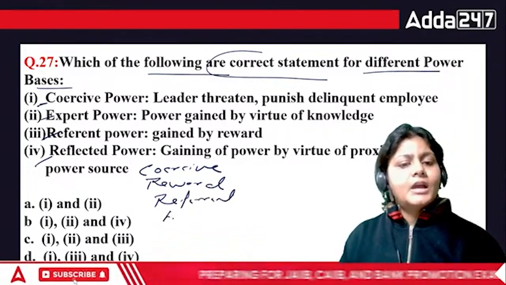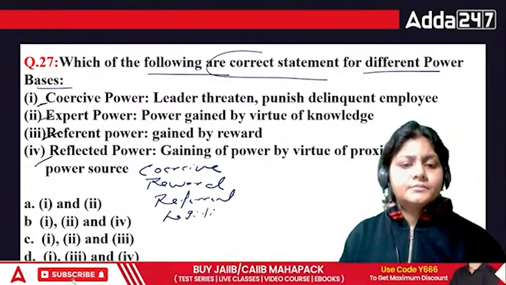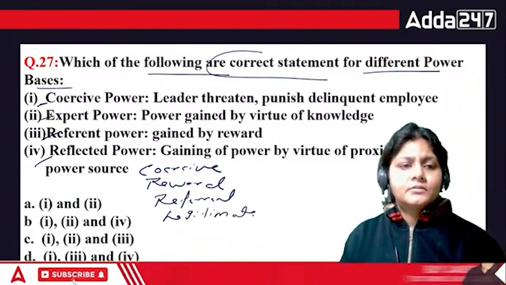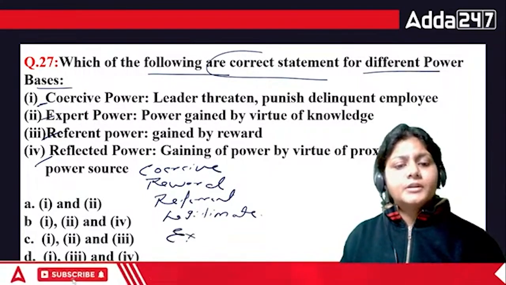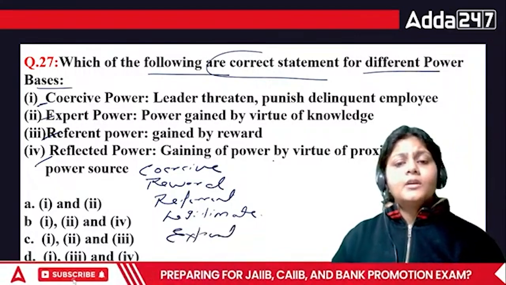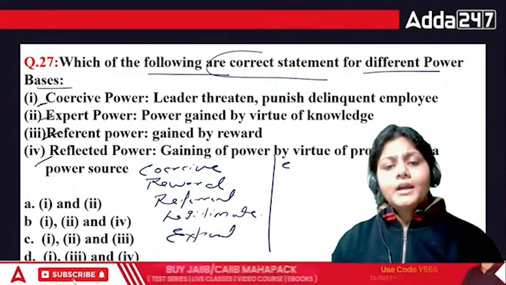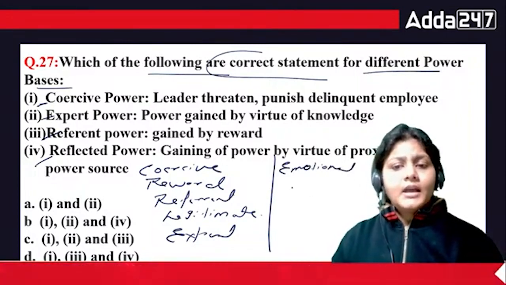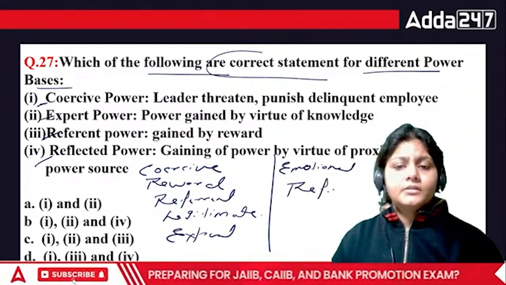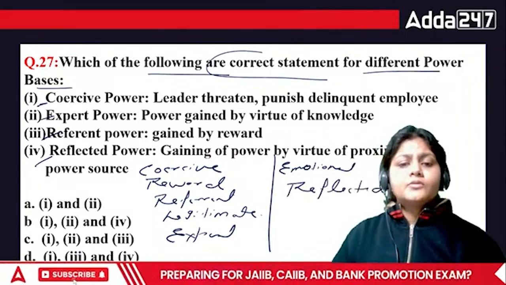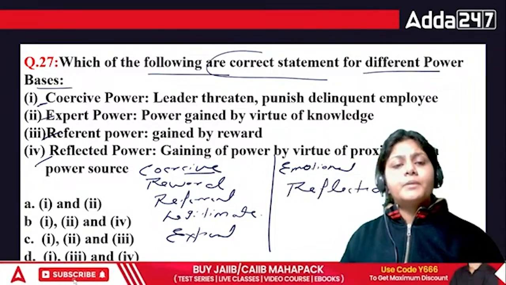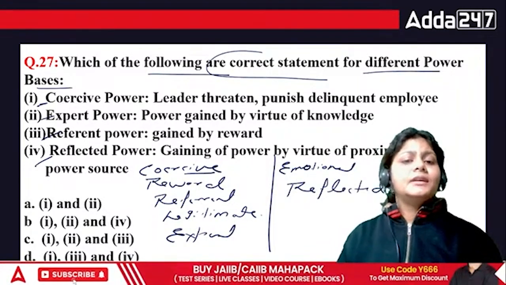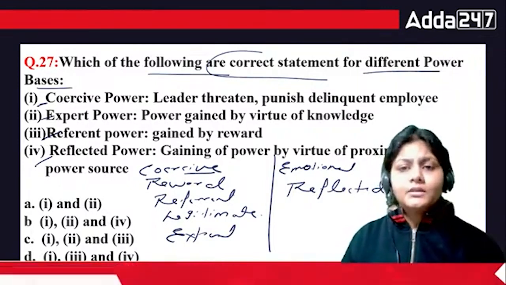Okay. Then we have legitimate power, right? Then we have expert power. And other than this, we have two other powers, that is emotional power, right? And reflected power. Okay. So what is the coercive power? Coercive power is, in that power leader normally threatens the other person.